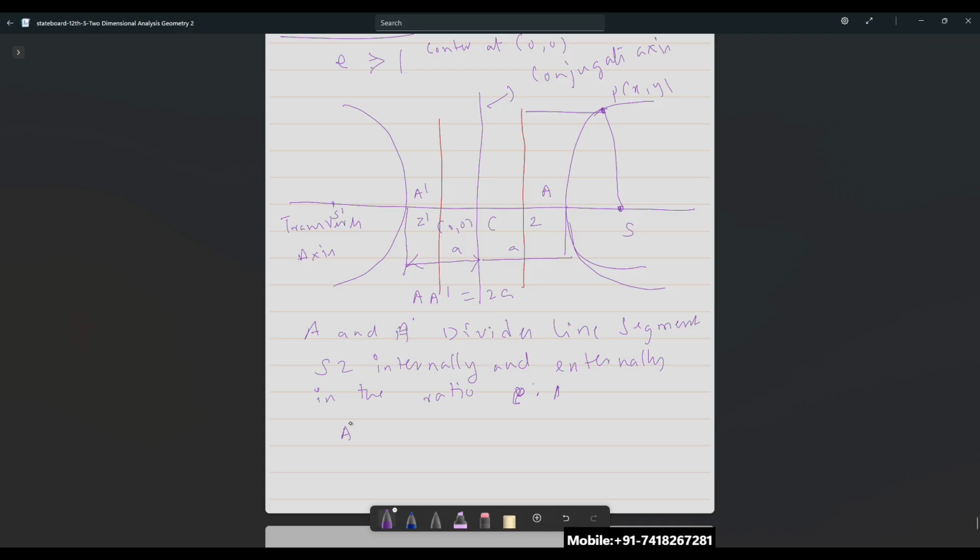There is a relation, eccentricity. What is the eccentricity? The distance of point A from the fixed point S divided by the distance of A from the fixed line, which is AZ, equals e. And consider another point A dash. This is the internal point, and this is the external point. If you consider A dash, then it becomes A dash S from this fixed point, divided by the distance from the same directrix, A dash Z, equals e again.